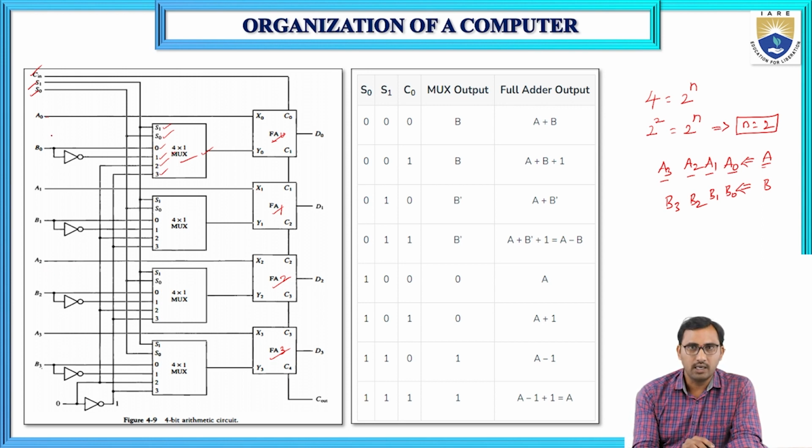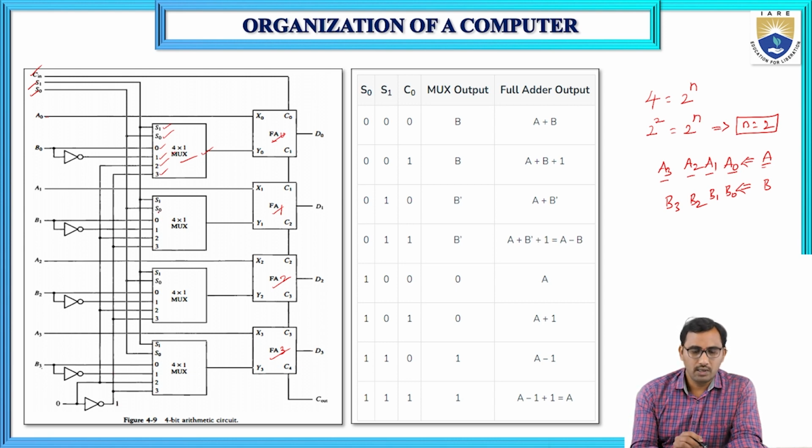All these bits A0, A1, A2, A3 are directly given to one of the inputs of the full adder, and the other input Y0 is given through the multiplexer. The multiplexer has 4 inputs. B0 is given directly to the 0 input of the multiplexer, and the complement of B0 is given to the first input. The second input of the multiplexer is given as 0, and the third input we are applying as 1.